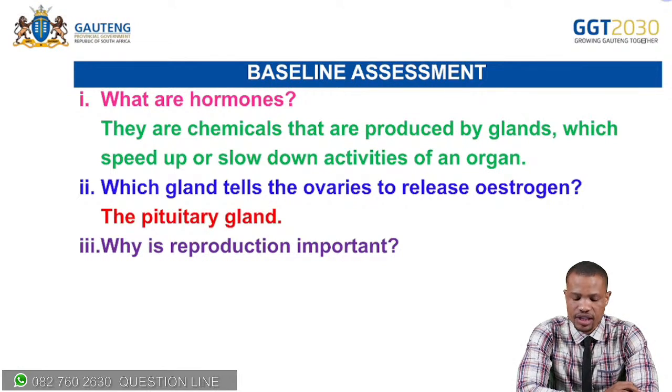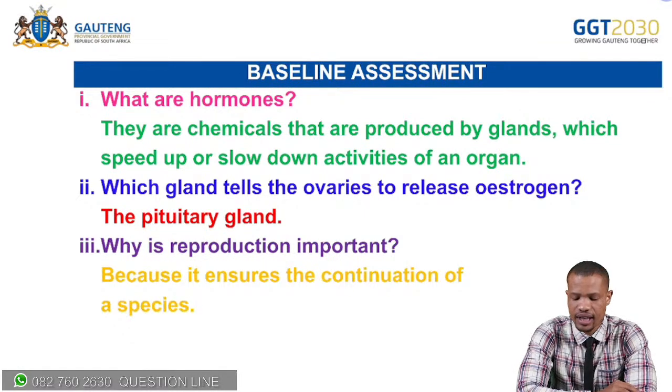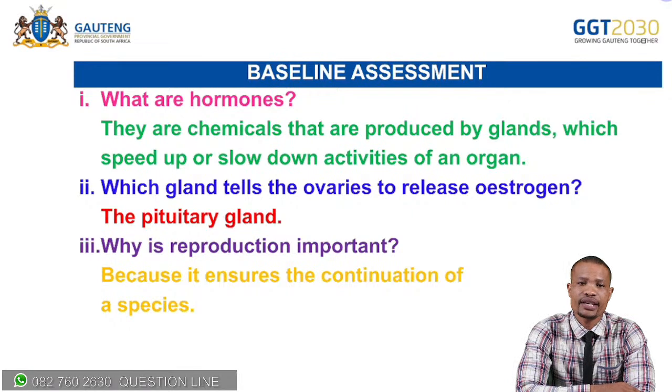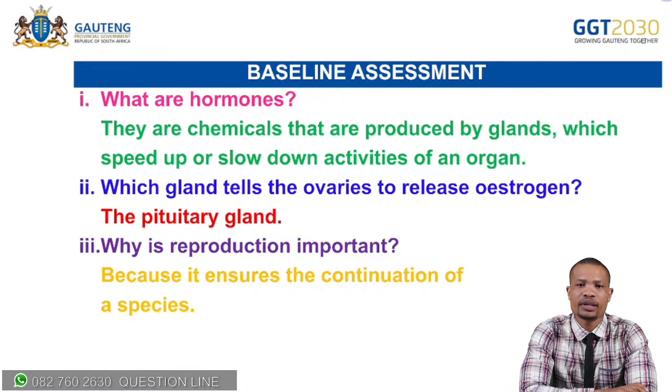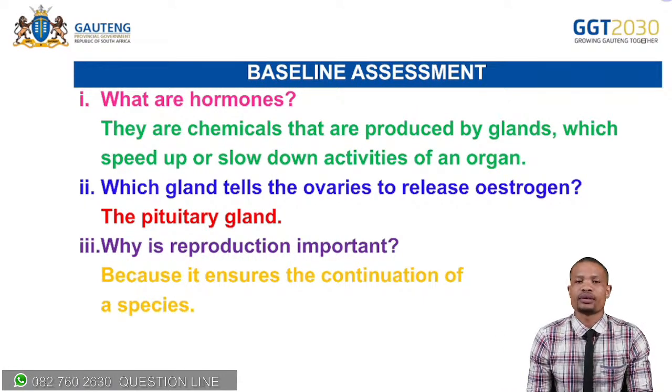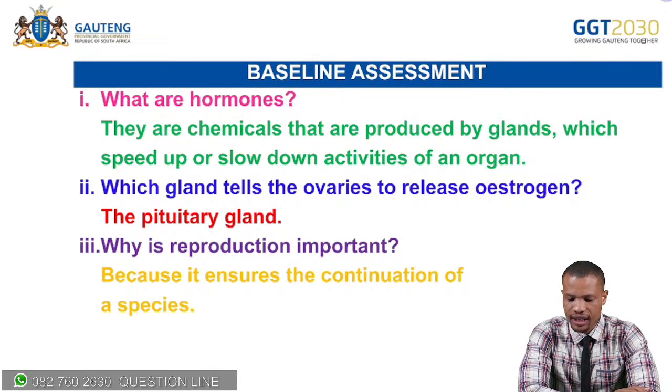Why is reproduction important? Because it ensures the continuation of a species. When people reproduce, then the species will be maintained. Right. Let us continue.